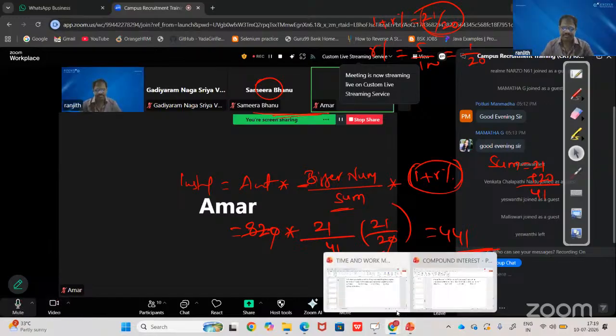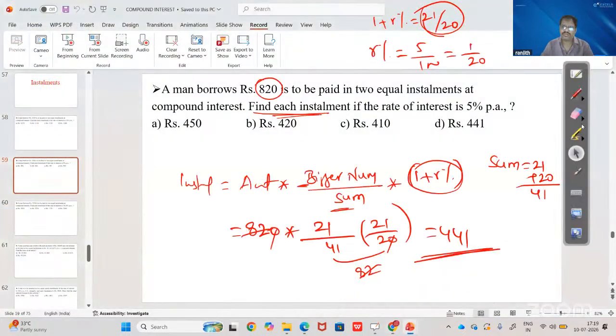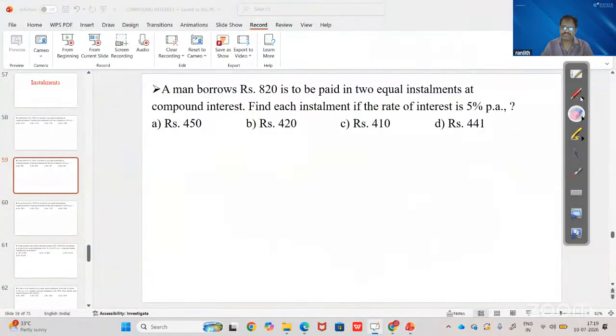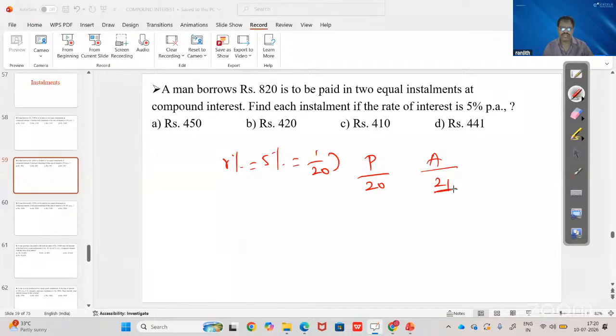Next, what is the other method to find? The other method is: R equal to 5 percentage. 5 percentage equal to 1 by 20, where principal equal to 20, amount will be equal to 21. That is, principal plus interest equal to amount 21. How many years? Two equal installments. So that will be 20 square, and 21 square. 20 square equal to 400, 21 square equal to 441.